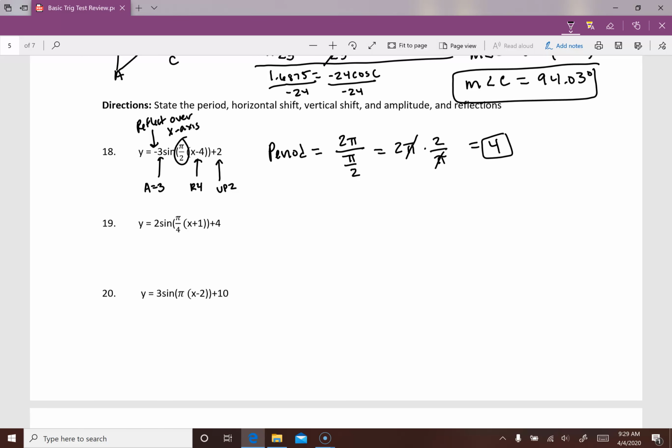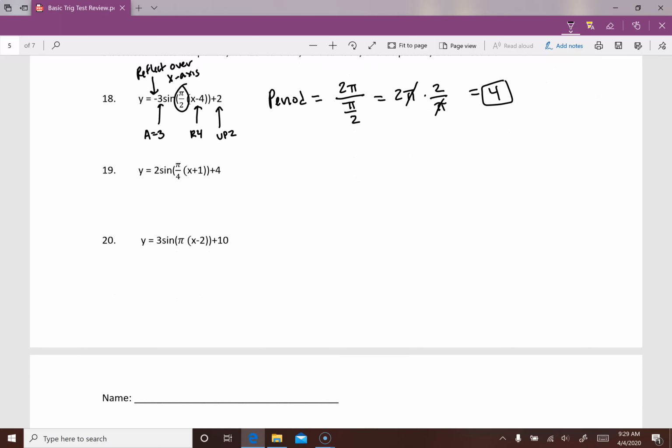All right, looks like we have everything we need there. Okay, next one here, we do not have a negative, so it's not reflected over the x-axis, but we do have an amplitude of 2. We have a left 1 and an up 4. And let's deal with the period now. That's going to be 2 pi over 4, which is equal to 2 pi times 4 over pi. The pi's cancel, 2 times 4 is 8, so that's equal to our period.